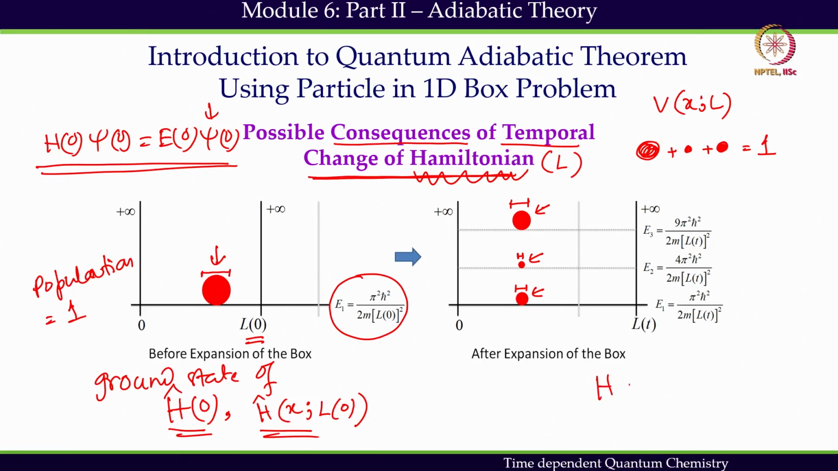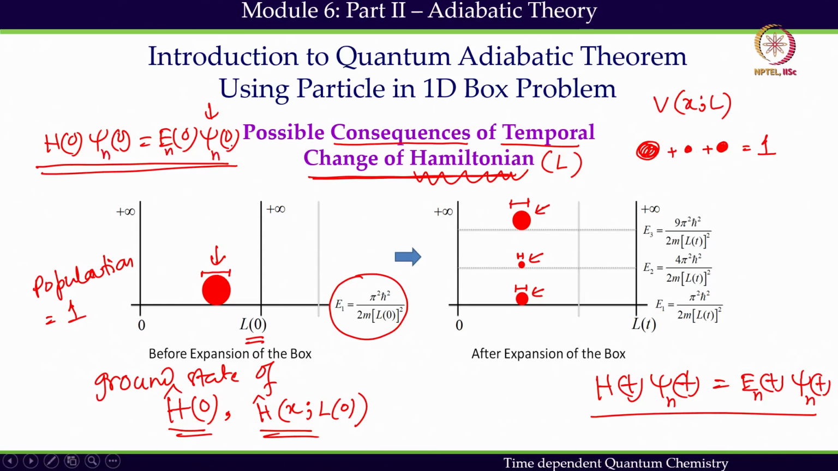Hamiltonian. What is the ground state? Final H(t). So for the final H(t), I will have this TISE, time independent Schrodinger equation, which is this. This is the final, and we have psi_n, E_n. Here also we have psi_n, E_n.